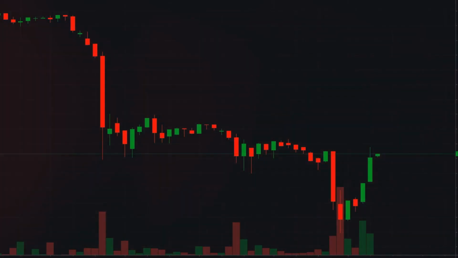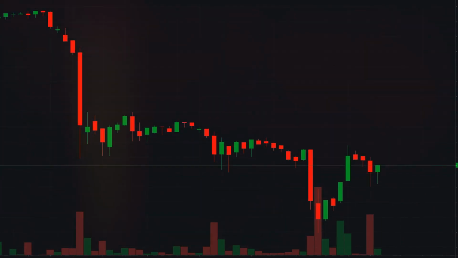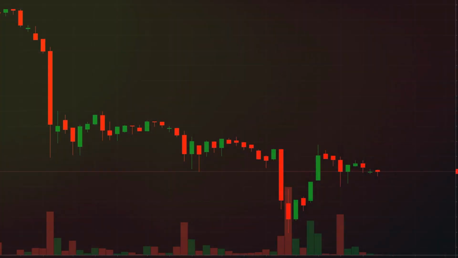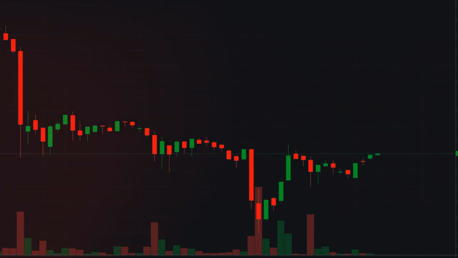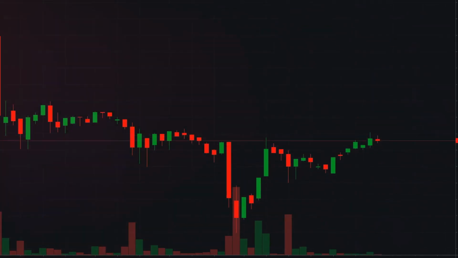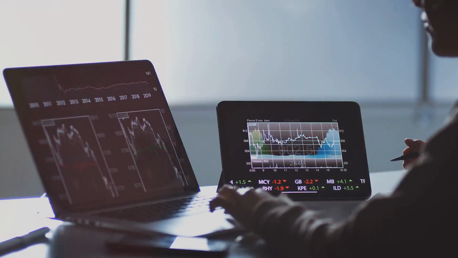Imagine a ball bouncing off the floor. That's your support, the price level that the stock's not going below. Now think of the ball hitting the ceiling. That's resistance, the price level it's struggling to break through. But remember, these are not set in stone. A strong enough price movement can break these levels and set new ones.